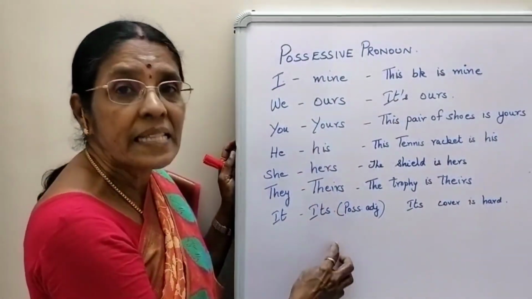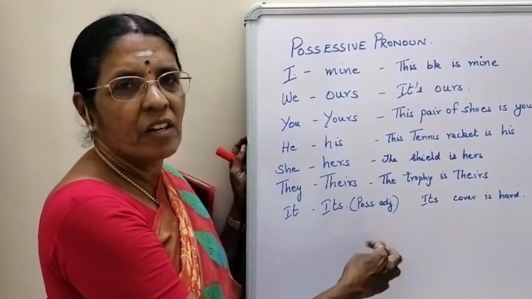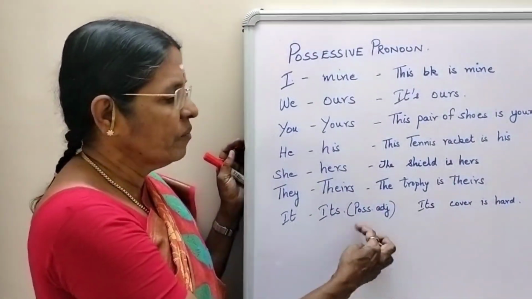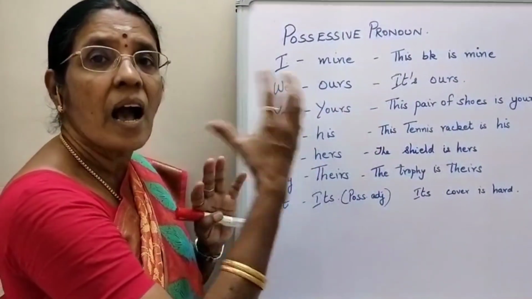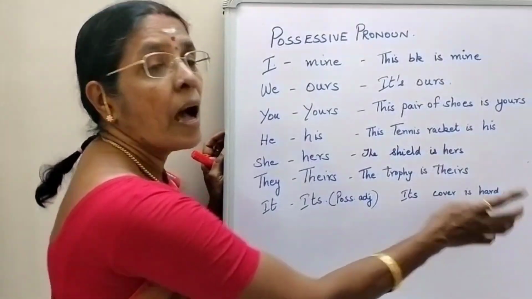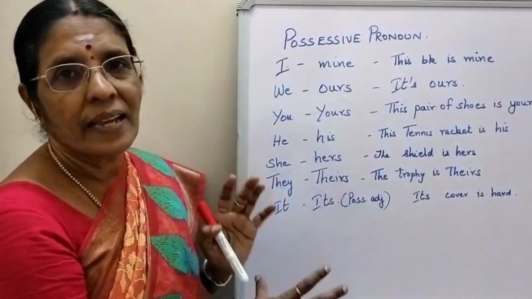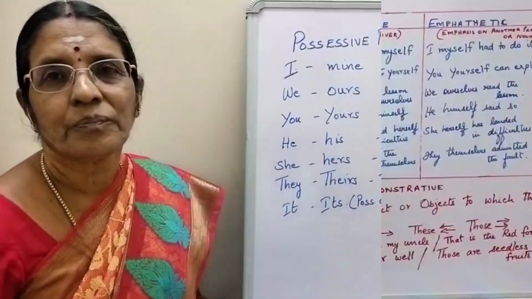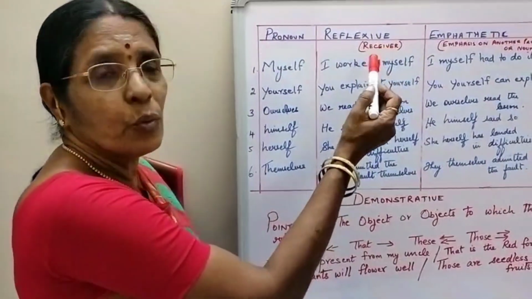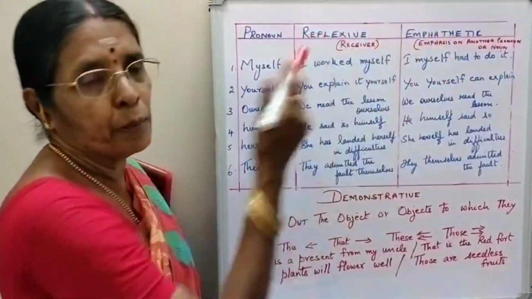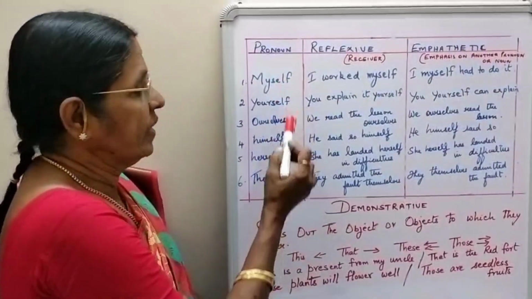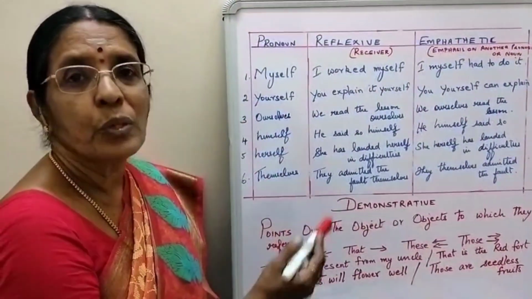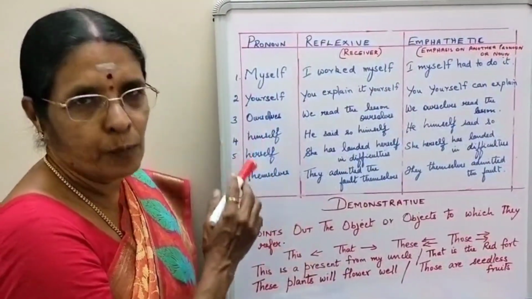It, its. Normally we will not use it as a possessive pronoun, but we will use it as a possessive adjective. We say the snail has a hard cover. Its cover is hard. Okay. So understand this, how it is used. Next we'll move on to reflexive and emphatic pronoun. For both reflexive and emphatic, self and selves will be added to singular and plural respectively.